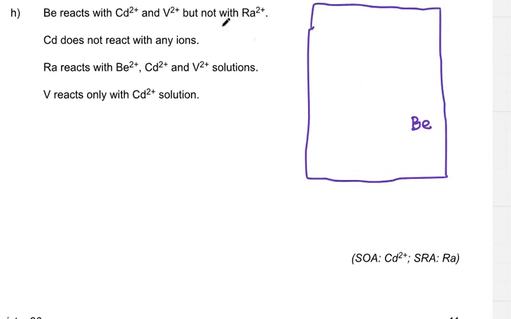If beryllium metal reacts with a cadmium ion, where is that cadmium ion? Would it be down there, or would it be up here, or would it be dead even, or what? Spontaneous reactions have to go that way, which means the cadmium ion must be higher than beryllium is. And vanadium must be higher as well.